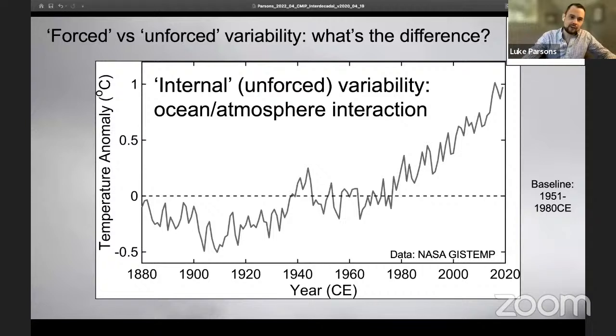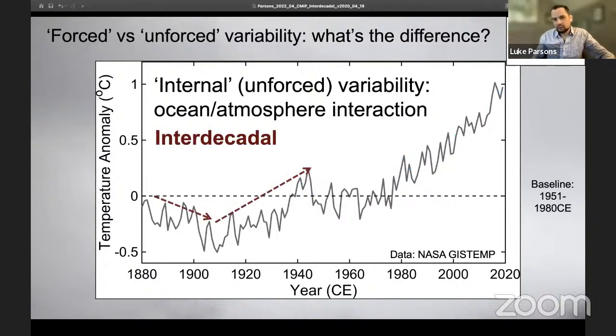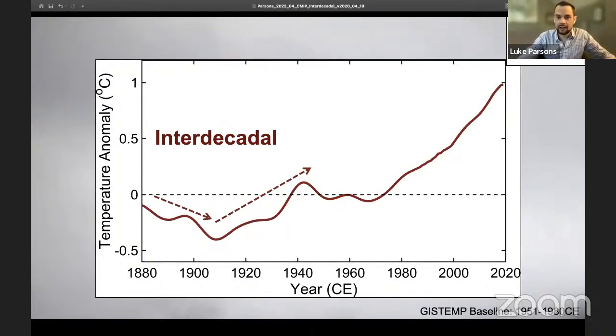And usually what we're talking about here is ocean-atmosphere interactions. Specifically, we could think of interannual variability between the ocean and the atmosphere. If you're familiar with El Nino and La Nina, here I'm highlighting years when it gets warmer and then cooler again just for a year or two. But also we could have internal unforced variability on these interdecadal timescales where global mean temperatures swing up and down relatively slowly from decade to decade. To focus your eye in on this, I've just low pass filtered the data to remove the interannual variability. Now we're just looking at decade to decade or century to century variability.